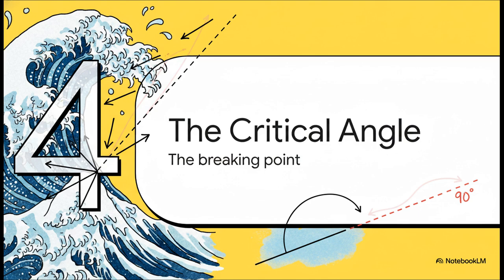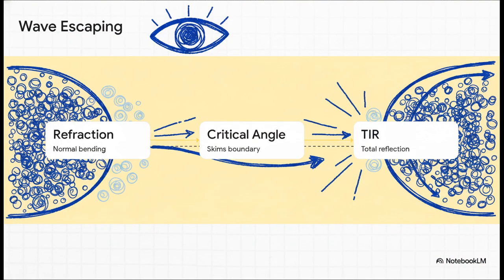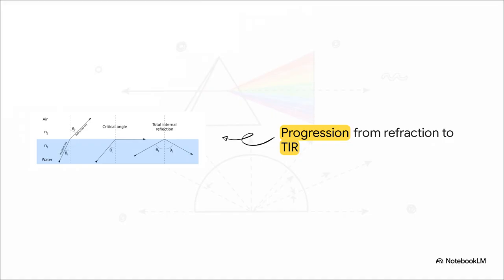Section 4. The critical angle, or the wave's breaking point. What happens when a wave hits a boundary at a dangerously steep angle? Well, we're going to rapidly step through the 3 stages of a wave trying its hardest to exit from a denser medium out into a rarer one. Just watch how this evolves from left to right.